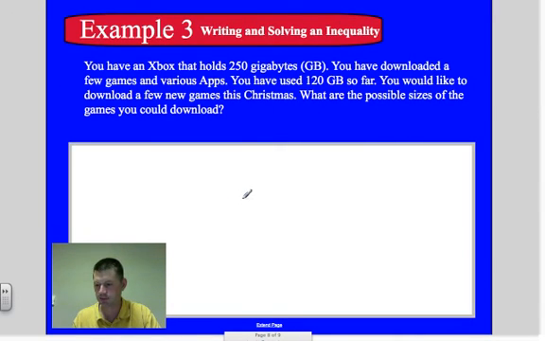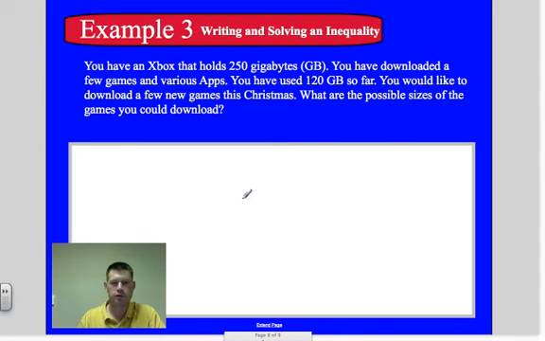Example 3 here says that you have an Xbox that holds 250 gigabytes. You have downloaded a few games and various apps. You have used 120 gigabytes so far. You would like to download a few new games this Christmas. What are the possible sizes of the games you could download?